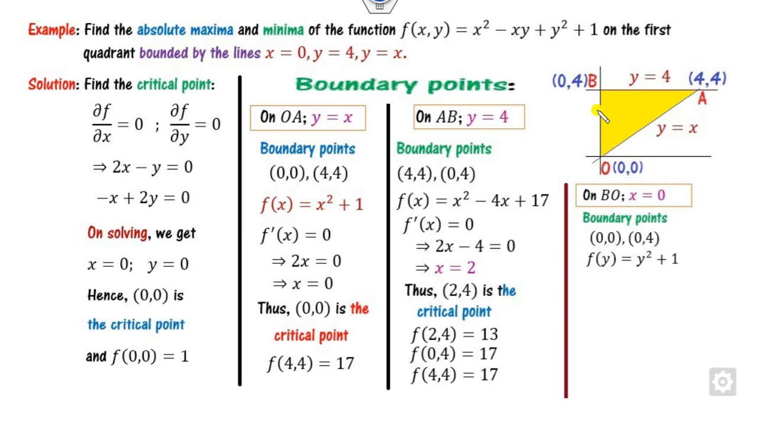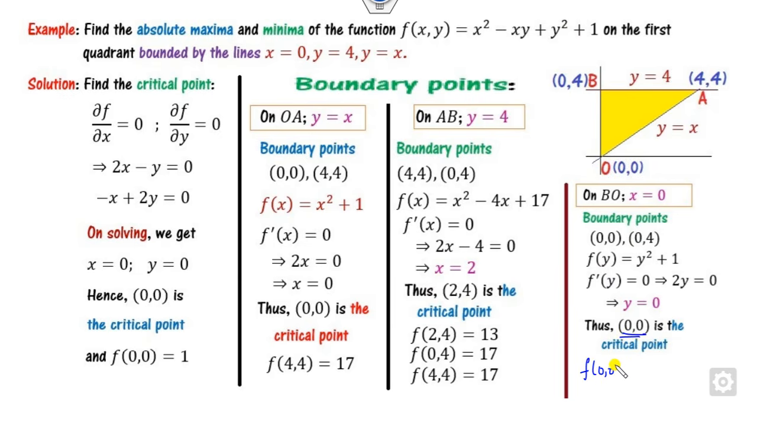Now similarly on the line segment BO, what is BO? X is my 0, and boundary points are (0, 4) and (0, 0). Substitute x is 0 here. You can get a function of this. Find the critical point (0, 0). Now your target is to find the value at (0, 0) and at (0, 4). (0, 0) we already computed, there is no need to compute. (0, 4) we already computed, so there is no need to compute again. But if you want to compute, then there is no problem.